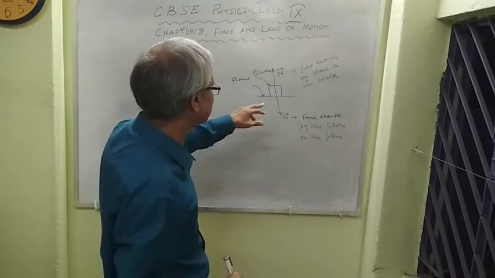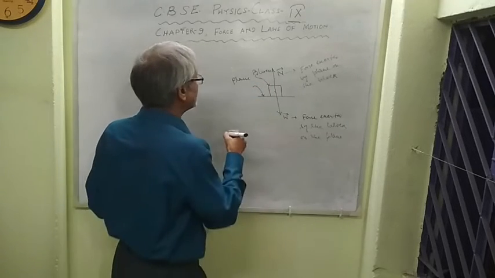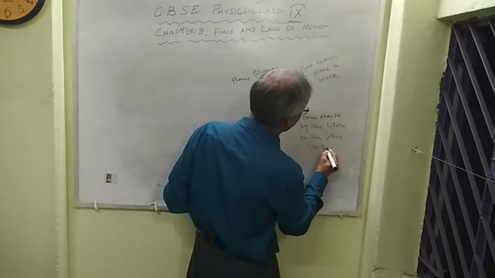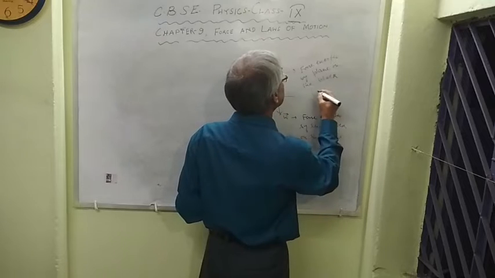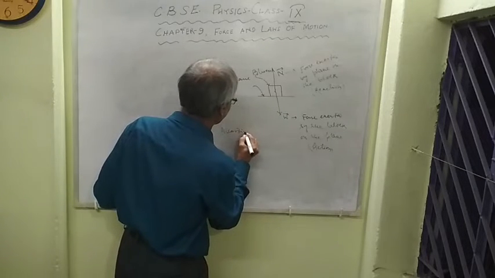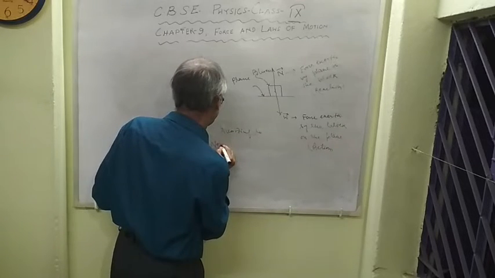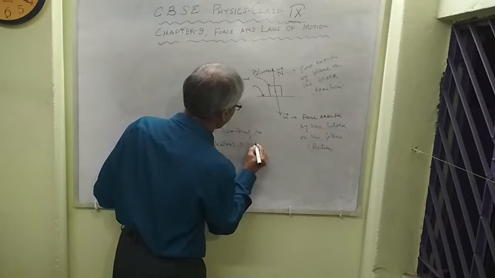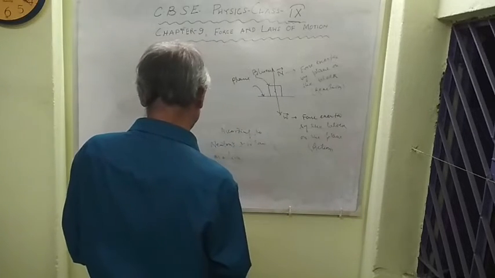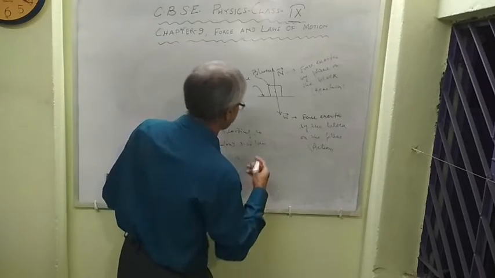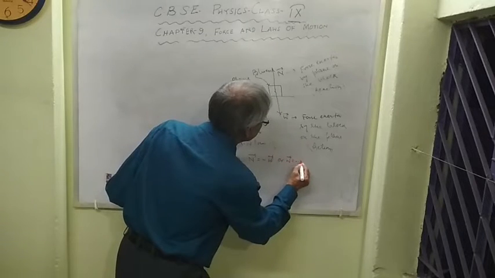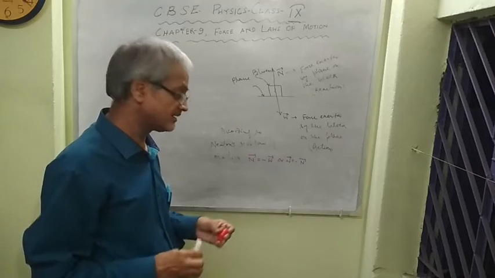According to Newton's third law of motion, here W equal to minus N, or N equal to minus W. If we take an action, then there will be a reaction. According to Newton's third law of motion, these two forces are equal and opposite, that is, N equal to minus W or W equal to minus N.